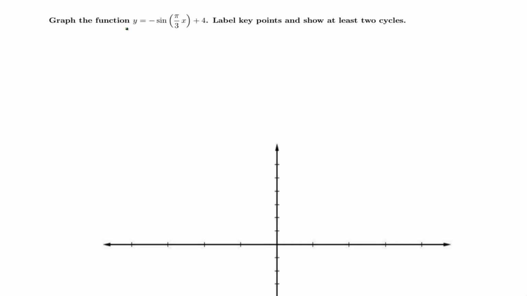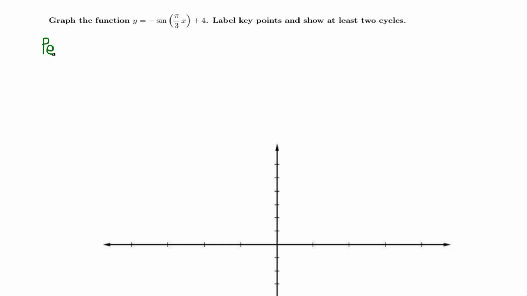Graph the function y equals negative sine (pi over 3)x plus 4, label key points and show at least 2 cycles. So we need to determine the period. The coefficient is negative 1, and when we take the absolute value of negative 1, we get 1. That's the amplitude, so pretty much the same as regular sine. Pi over 3, that's the frequency.